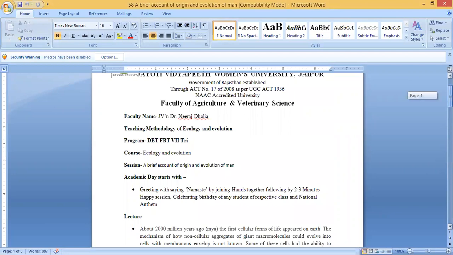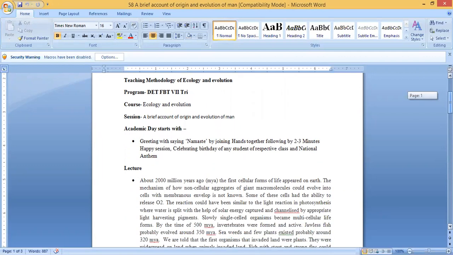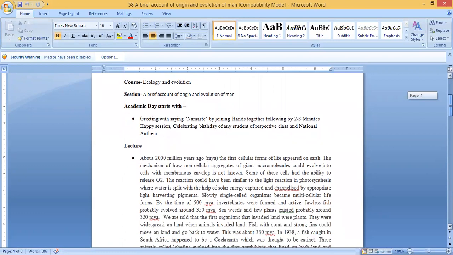Today we are going to discuss a brief account of origin and evolution of man. And this topic belongs to the subject ecology and evolution. So about 2000 million years ago, the first cellular forms of life appeared on Earth.